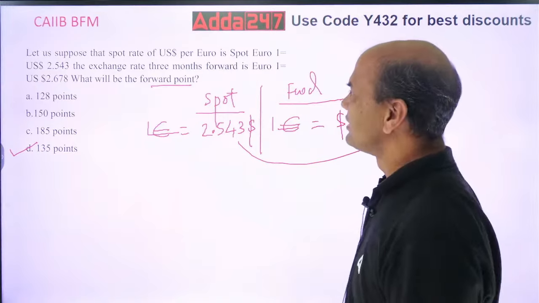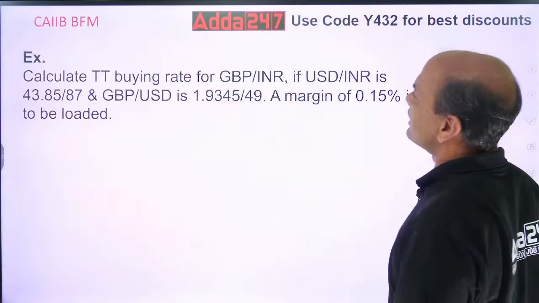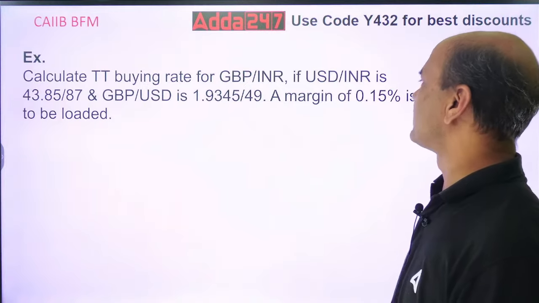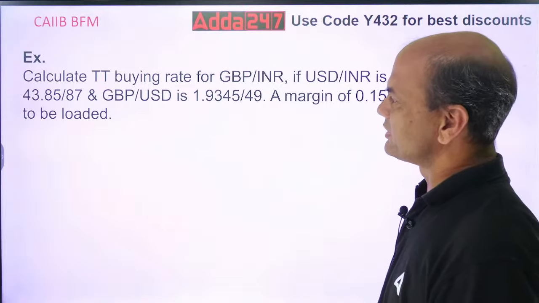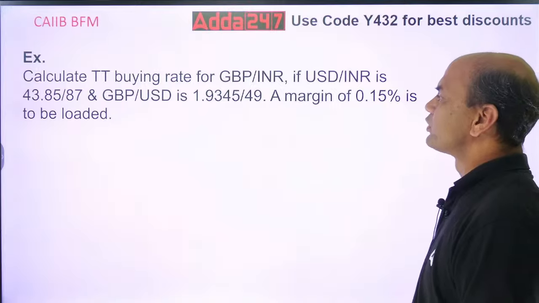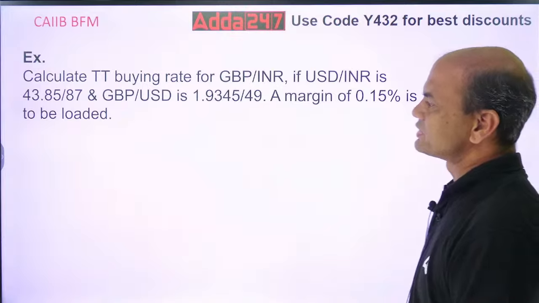Very simple. Next one. Now, some difficult one. Calculate the TT buying rate for GBP INR. If USD INR is 43.8587, GBP to USD is 1.934549. A margin of 0.15% is to be loaded.